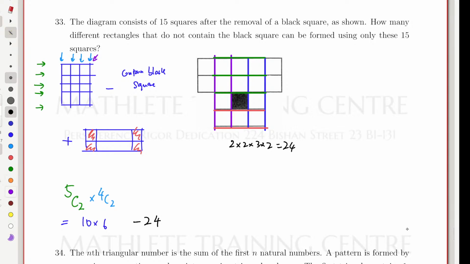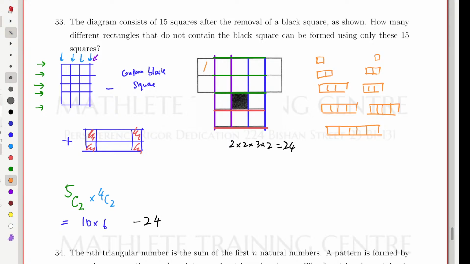And finally, we add back those that contain one of these. How to count? How many contain either these or these? Let's just figure out the top row first. You can have 1 or 1. You can have this one or this one, right? You can have this. You can have this. You can have this of length 4. You can have this of length 4. And then finally, you can have the entire thing of length 5 that contains both of them.